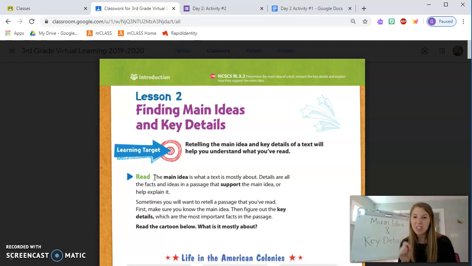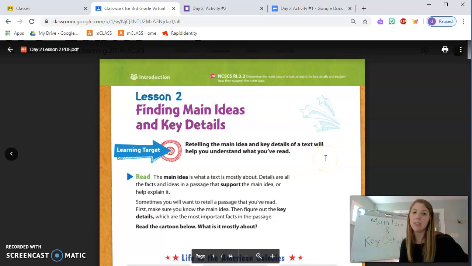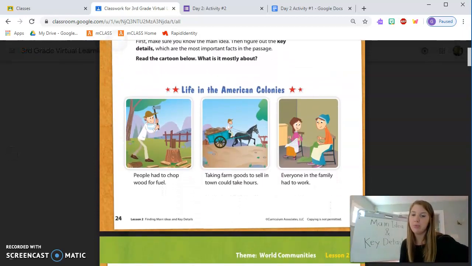Sometimes there are little facts and little sentences that don't really mean as much as the super important ones. And being a good reader, we have to know how to pick out the super ones and the wee little ones that aren't so important. So we're going to practice today first by looking at a cartoon.